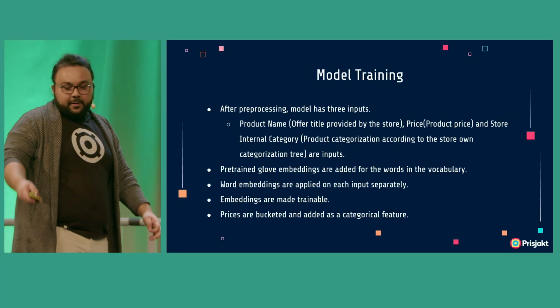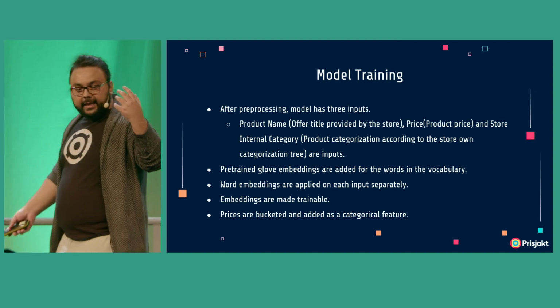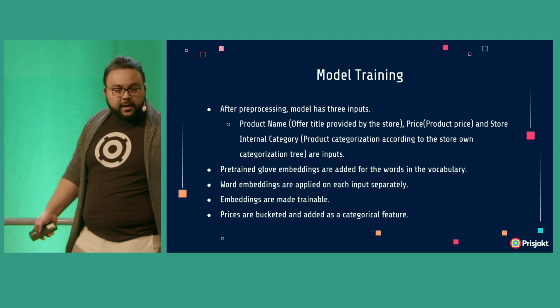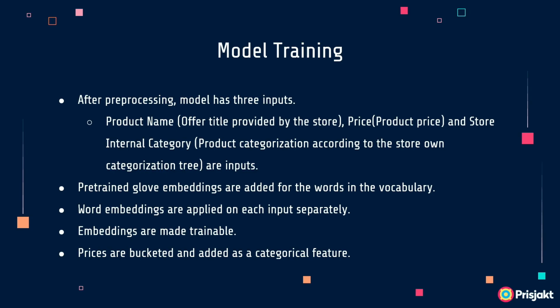Model training, as I mentioned, after pre-processing, we had 3 inputs: the product name, the offer title provided by the store, the price, and the store's internal category, not the taxonomy that they provide us. We took pre-trained GloVe embeddings and applied them on each input separately. Embeddings were made trainable, so they can learn which words are closer to each other. So suits are closer to pantsuits or some other suits rather than to PS5.